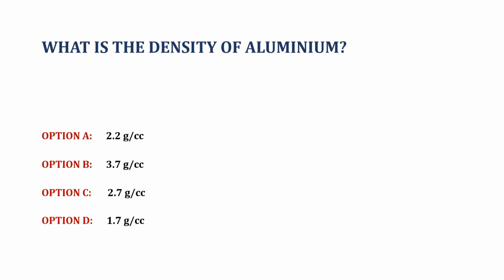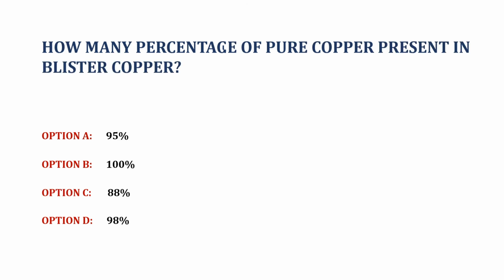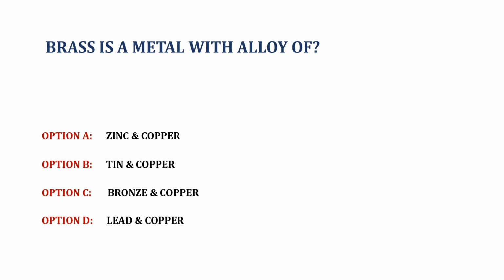What is the density of aluminium? Option C, 2.7 gram per centimeter cube. How many percentage of pure copper present in blister copper? Option D, 98%. Brass is a metal alloy of? Option A, zinc and copper.